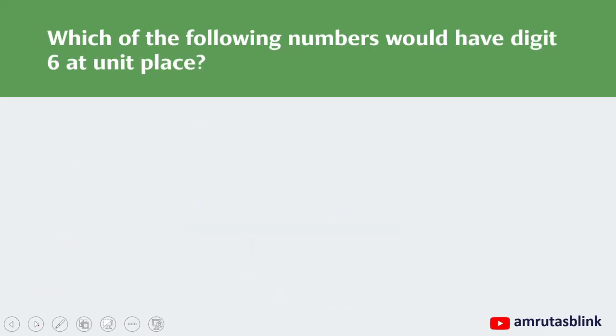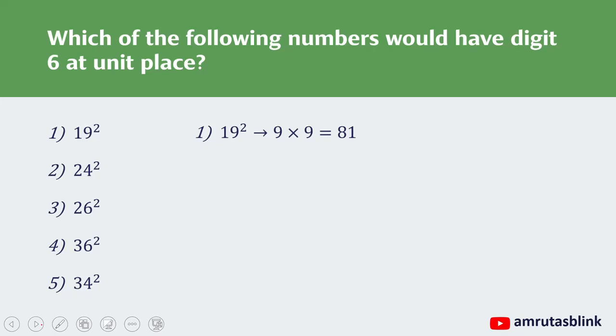Next is a similar problem. Which of the following numbers would have digit 6 at its units place? We have 19 square, 24 square, 26 square, 36 square, 34 square. Now we'll observe one by one. Now 9 into 9 is 81. So unit digit of 19 square will be 1.